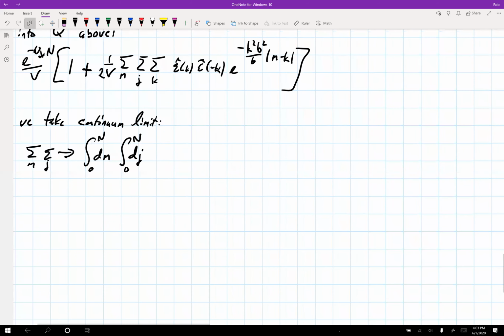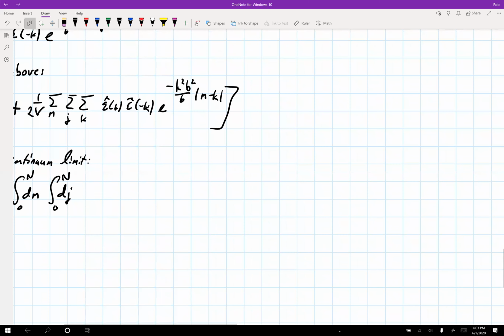Wait, I have a mistake up here. I apologize. This should not be M minus k. This should be M minus J. It should be the indices, the number of bonds separating them. I apologize about that.